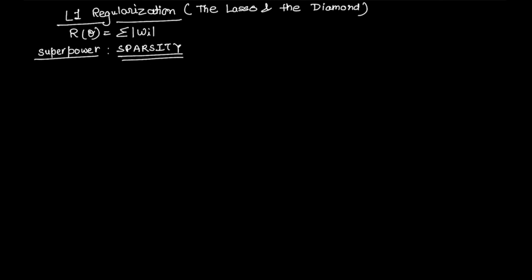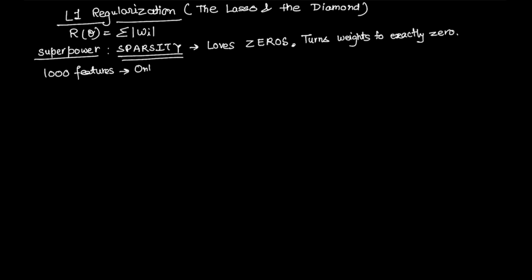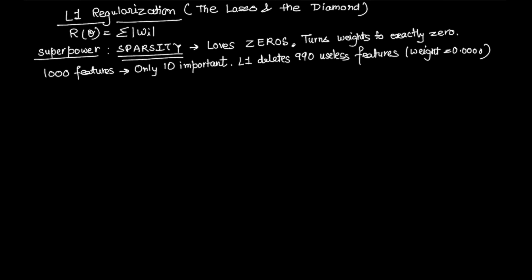L1 regularization loves zeros. It aggressively tries to turn your weights into exactly 0. If you have a data set with 1,000 features, but only 10 of them are actually important, for example predicting cancer risk from generic DNA markers, L1 will identify the 990 useless features and effectively delete them by setting their weights to 0. But why? Why does L1 create zeros while other methods don't?